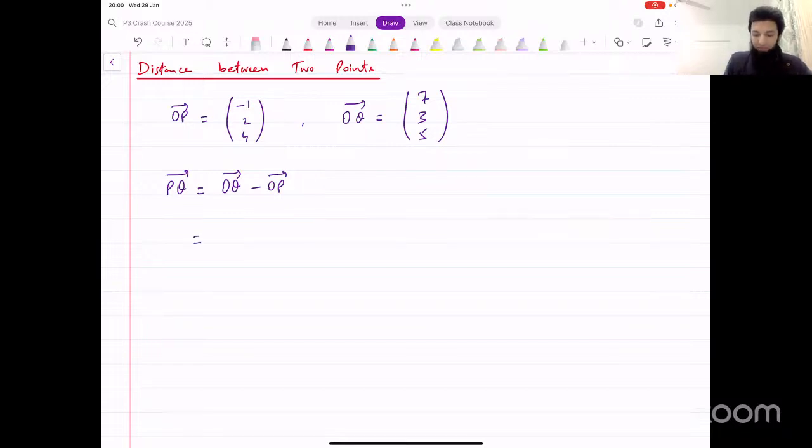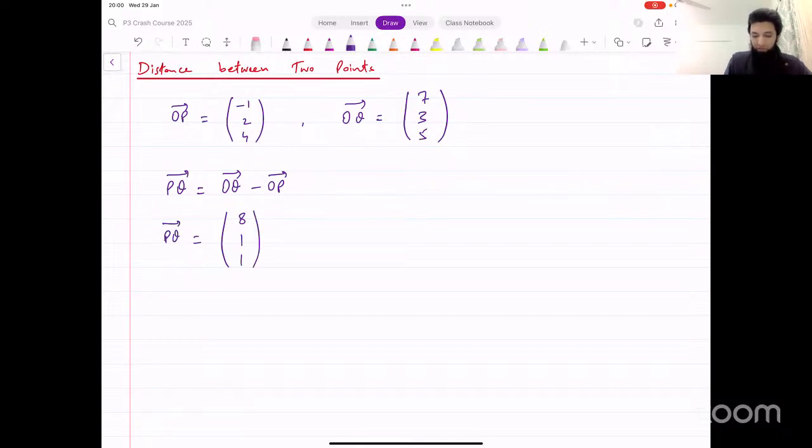Now, once we have this vector, we can find the magnitude of this vector. So OQ minus OP, what would that be? 7 minus negative 1 becomes 7 plus 1, which is 8. And then 3 minus 2 is 1. 5 minus 4 is also 1. This is the vector PQ.